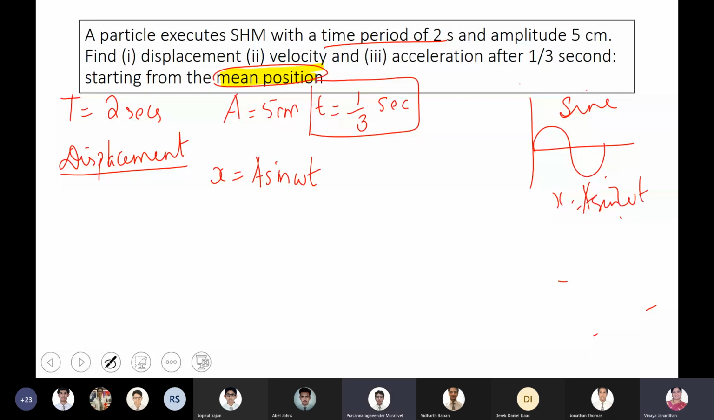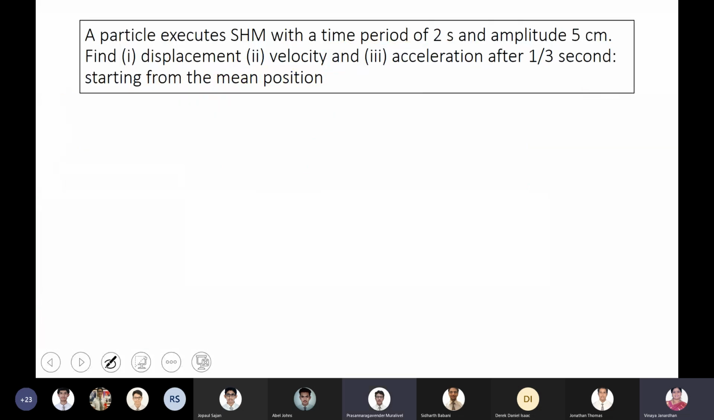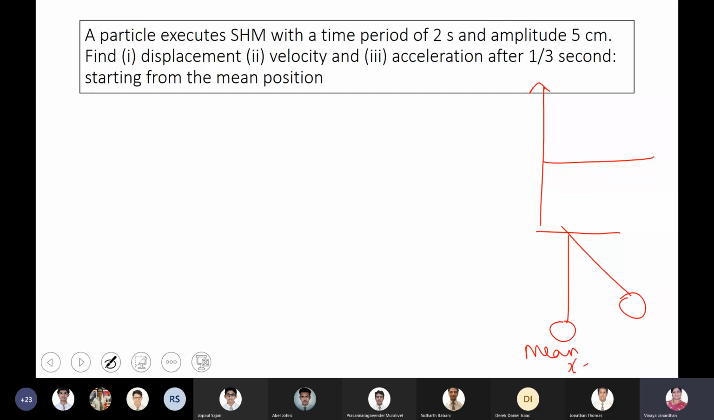Correct? Ma'am, what is extreme position? Extreme position means, suppose, this is the mean position: displacement x is equal to 0. This is extreme position: displacement x is equal to maximum. Correct? And this is the displacement versus time graph. If the body starts from extreme position, it has x as a maximum value, correct? It will not start at 0.